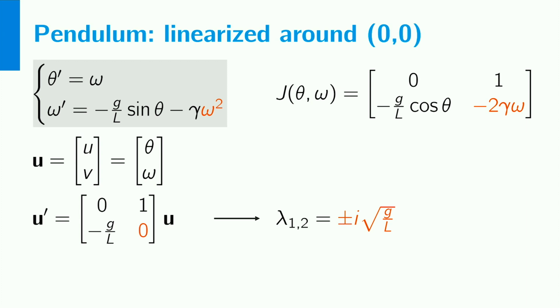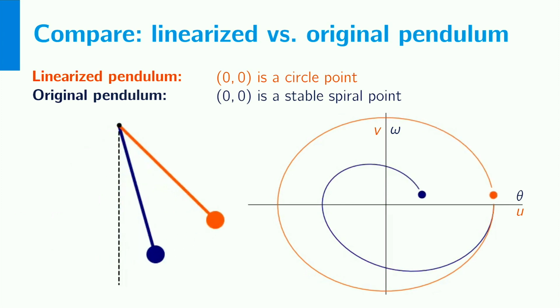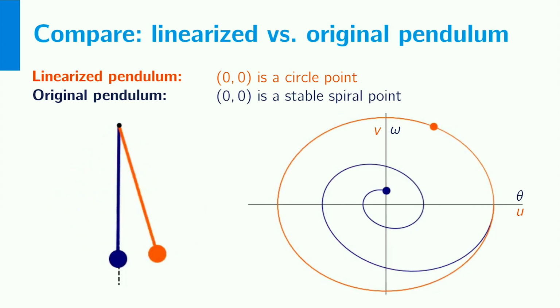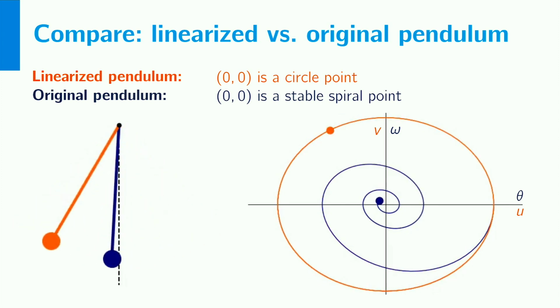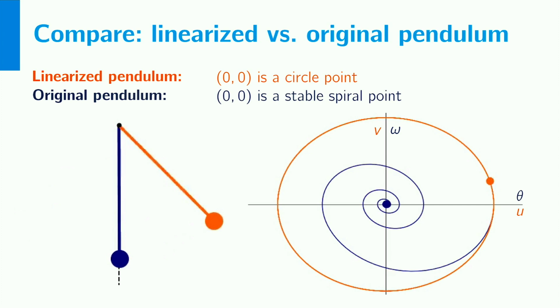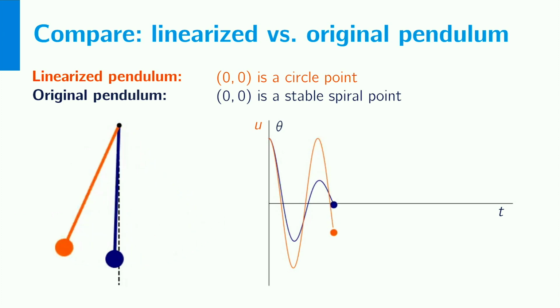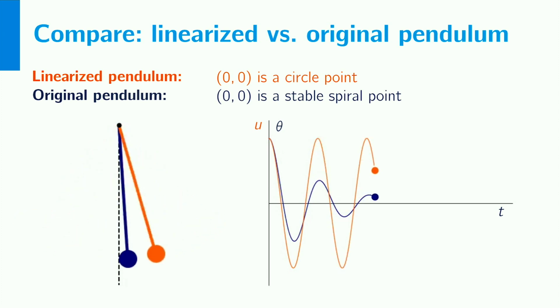And the eigenvalues of the matrix are purely imaginary. Compare again the linearized solution in orange with the original one in blue. The original pendulum is damped, and (0, 0) is a stable spiral point. In the linearized system, however, the eigenvalues are purely imaginary, and (0, 0) is a circle point. The types of the equilibrium points are different. Because the damping term in the differential equation is quadratic, you cannot see the damping in the linearized pendulum.